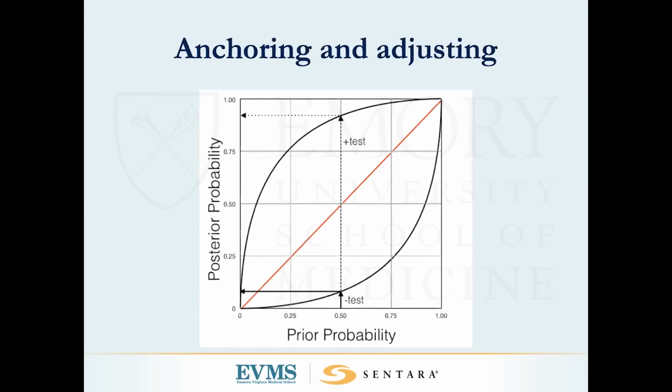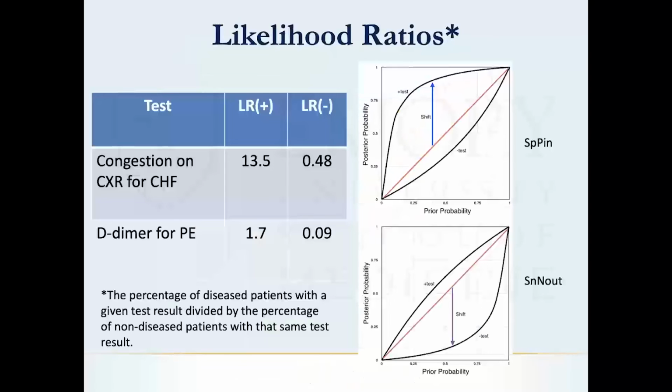So anchoring and adjusting, this sort of shows what that's all about. On the x-axis, you come up with an anchor, your prior probability, and based on that, depending upon whether the test was negative or positive, you adjust. You make an adjustment, and then you can go over to the y-axis to read off your posterior probability, post-test probability.